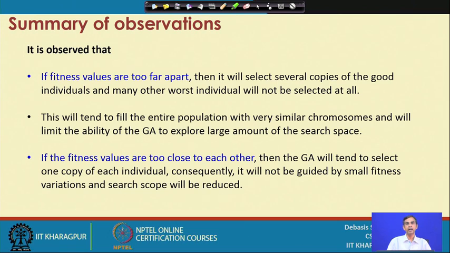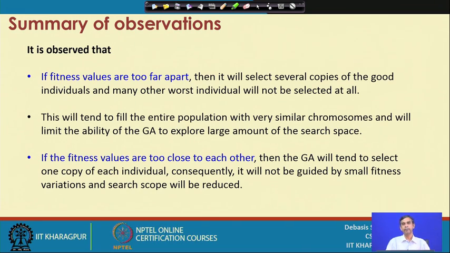If fitness values are too far apart, that means they have a very wide gap, then it will always select several copies of the good individuals, and many of the worst individuals may not be selected at all. This will tend to fill the entire population with very similar chromosomes, and eventually it will possibly terminate at a local optimum. On the other hand, if the fitness values are too close to each other, that means the gap is very narrow, then the GA will tend to select one copy of each individual, and consequently it will not be guided by the small fitness variation, and the search will be terminated.